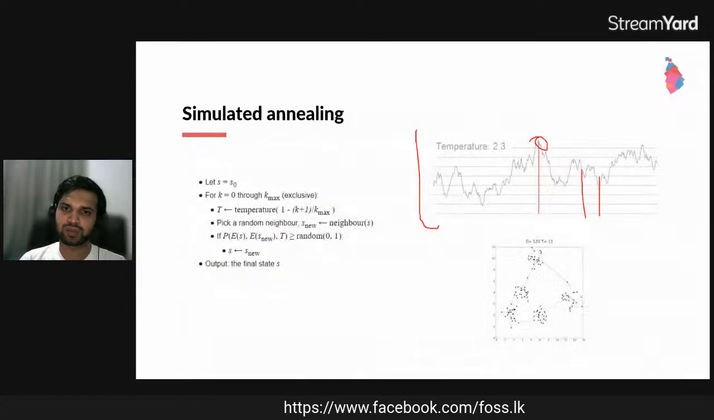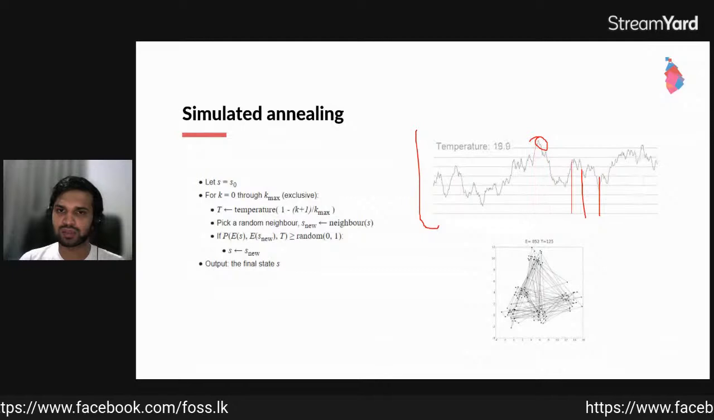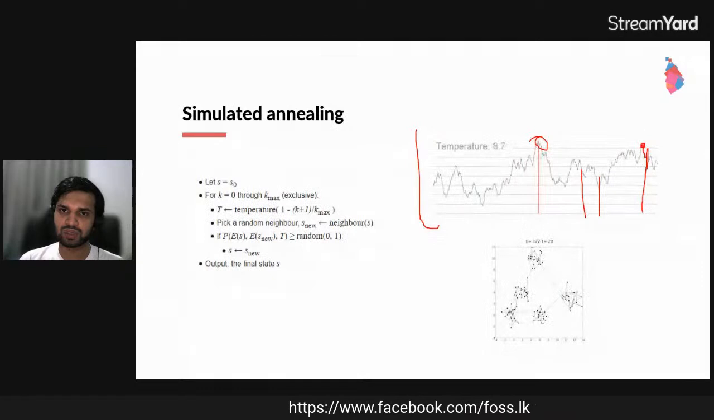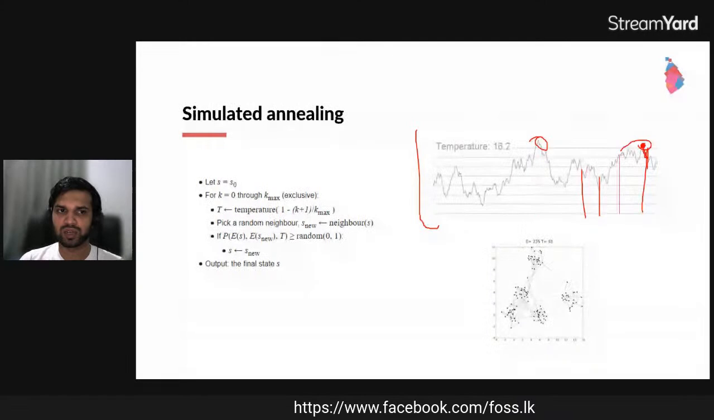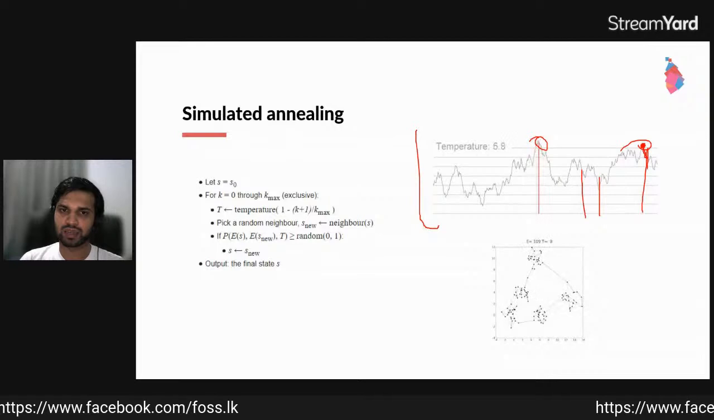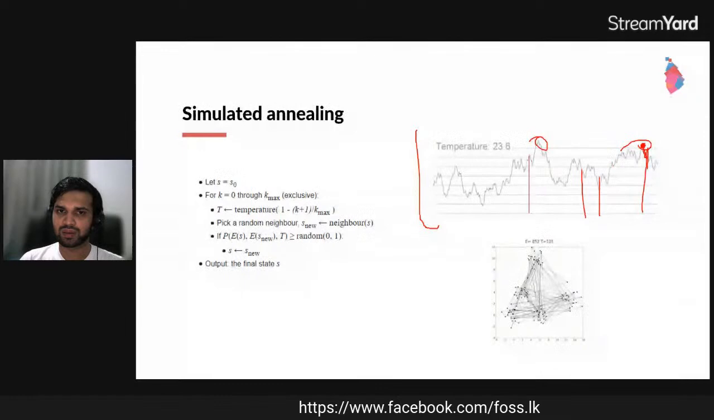But if you are here and you use gradient descent, or rather gradient ascent, you might go to here and end up at a local maximum, and you can't go to here. With simulated annealing, you randomly go here and there. In that case, you might end up in a place like this, and you might find a neighbor close to there, and you might find the actual global maximum.